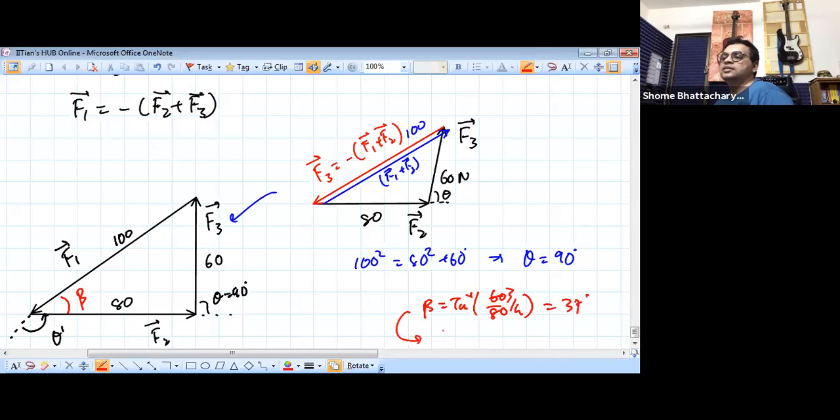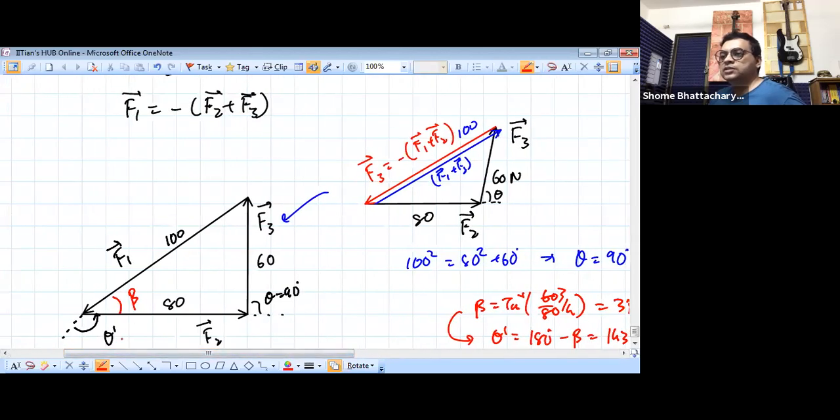So therefore, naturally now what is my theta prime? It's 180 minus beta. So it is 143 degrees, which is what we had got by the formula method above. So that's how we can see geometrically the angle between F1 and F2. This one is 143 degrees, whereas the angle between these two, this one is 90 degrees.